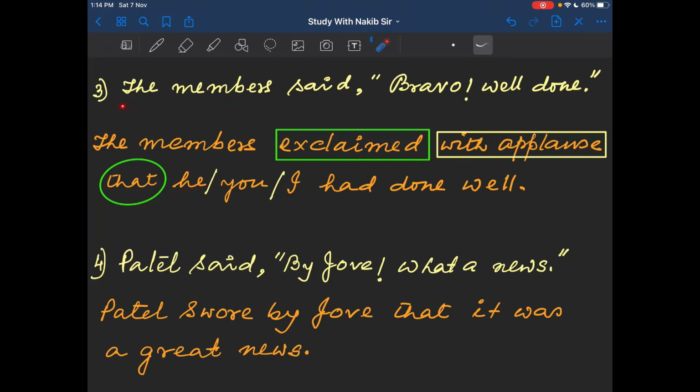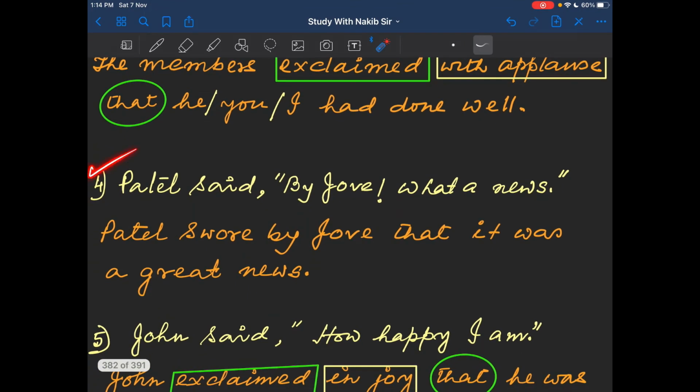If you think the members said this to you, then the subject will be you. If you think the members said this to me, then it will be I. If you think the members said this to us, then it will be we. So your answer is, the members exclaimed with applause that he or you or I or we or they had done well. Okay. Now another example.